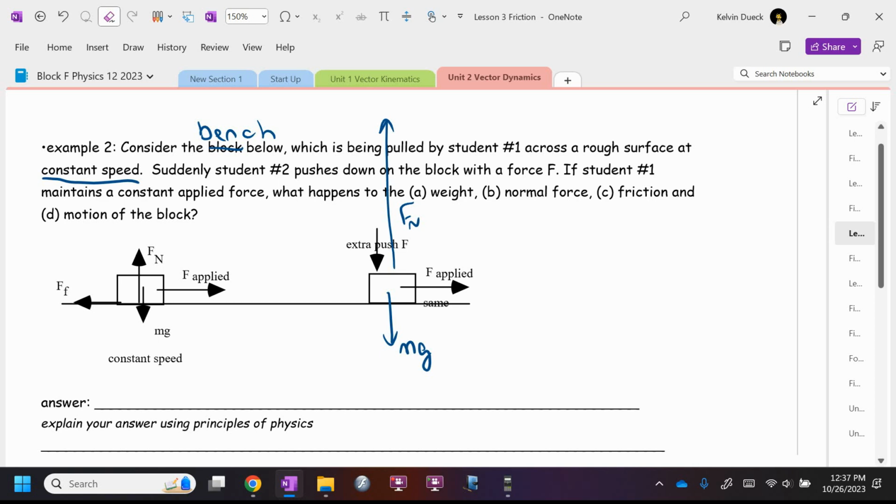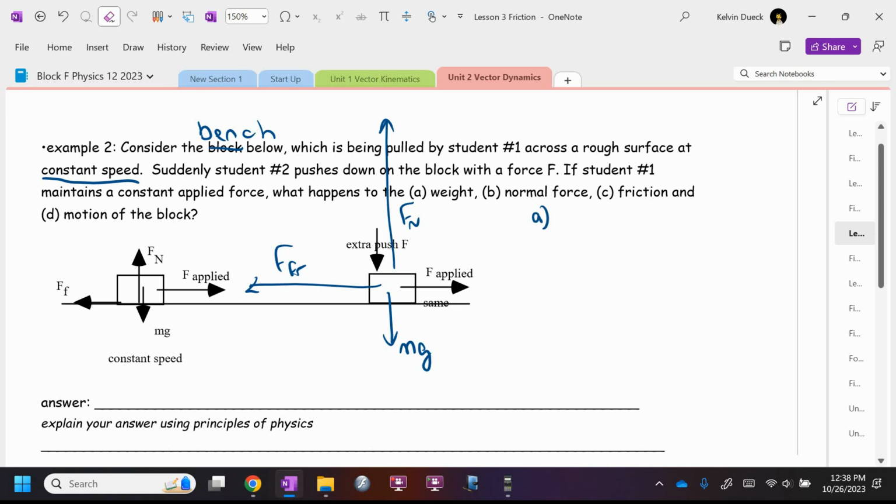Okay. What's going to happen to friction? Bigger, smaller, or the same as the first free body diagram? And convince me. Why? Friction is what times what? What just got bigger? Friction. Yeah, so now we can answer the questions.